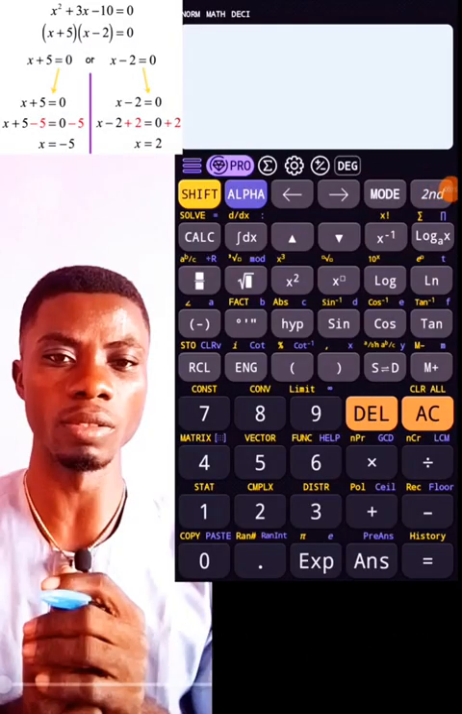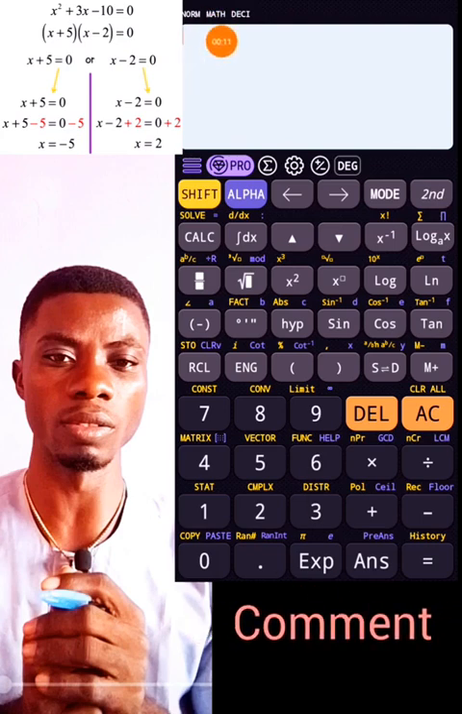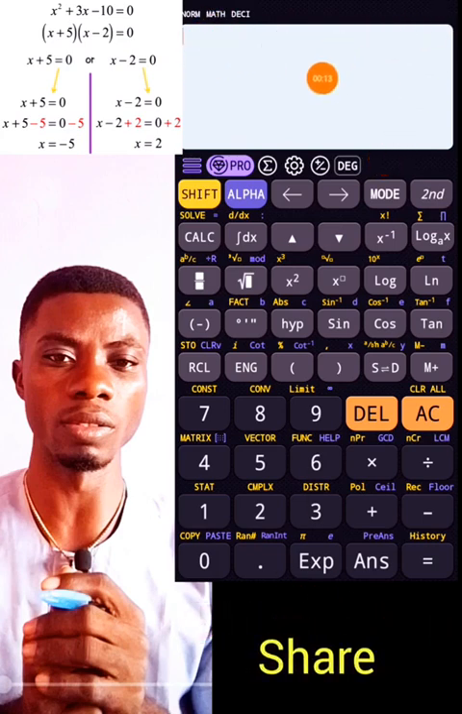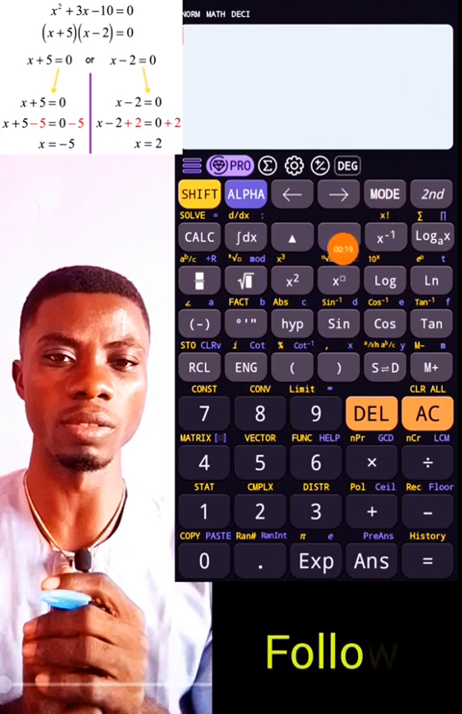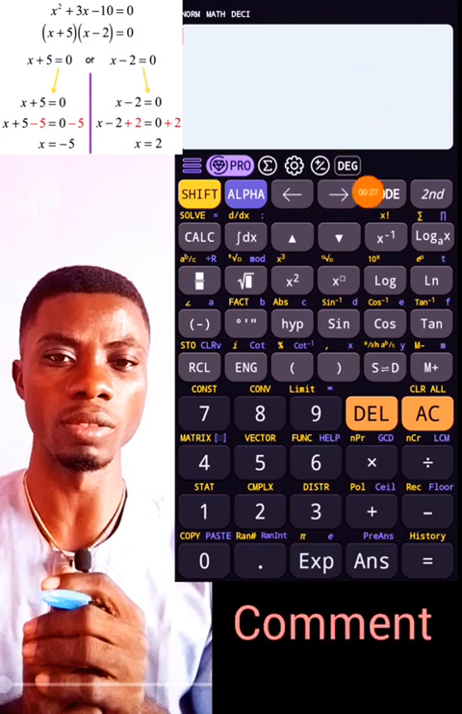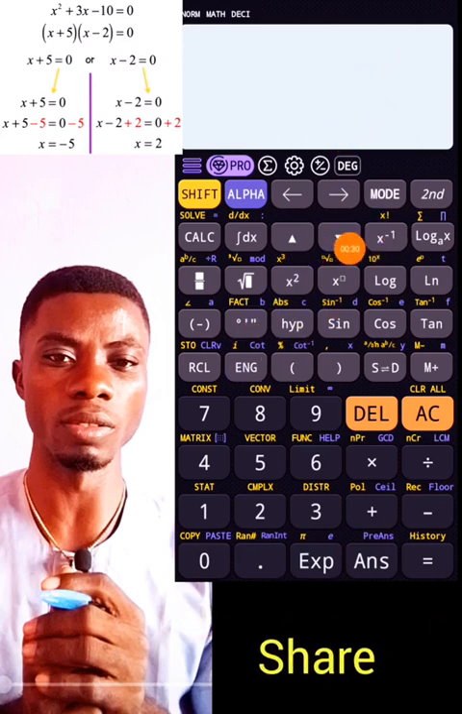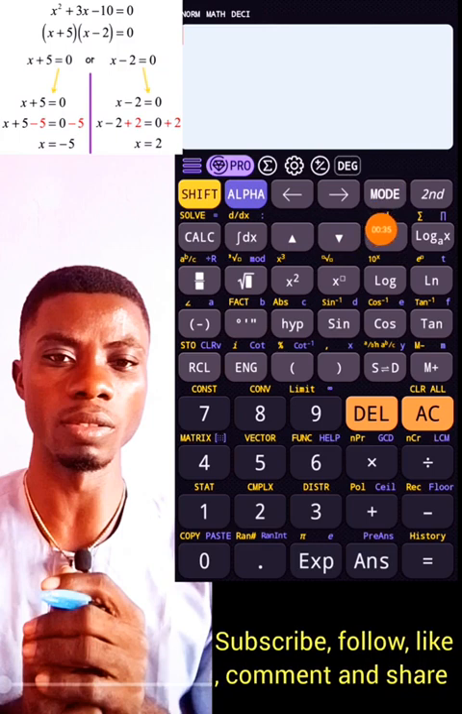Alright, the first thing, you make sure that your calculator is on. When you turn on your calculator, you can see it is displaying here that my calculator is on. So when you turn on your calculator, you are going to click on the mode. That is, you want to solve a quadratic equation as we displayed on the screen here, which is x squared plus 3x minus 10 is equal to 0. Now, the first thing you are going to do is click on mode. Look at mode here. Click on mode.